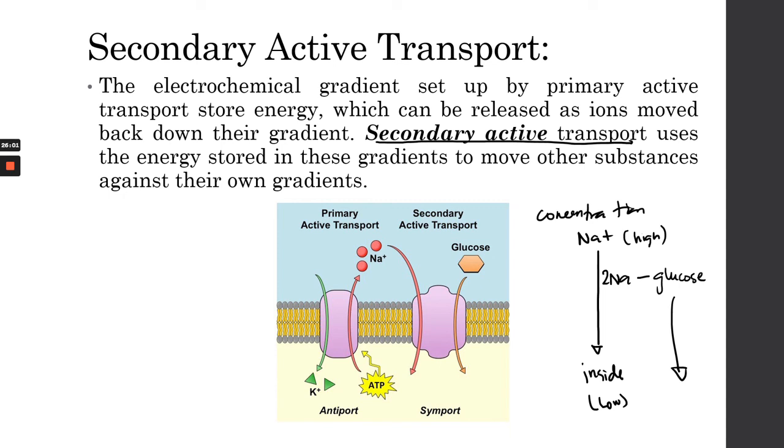So again, dahil nag-pump tayo ng sodium palabas sa cell, mas mataas yung concentration ng sodium sa labas. And from the electrostatic gradient or electrochemical gradient, the sodium would want to go from high concentration to low concentration. So high sa labas, low sa inside. So Na would go inside the cell. And there is a stored energy in that movement. That's like parang kinetic energy yan. Kasi pumapasok siya. And ang gagawin ng glucose, it will use that gradient, that energy stored in that gradient para makapasok din siya sa loob ng cell.